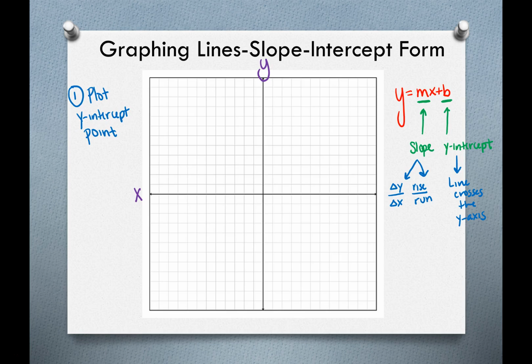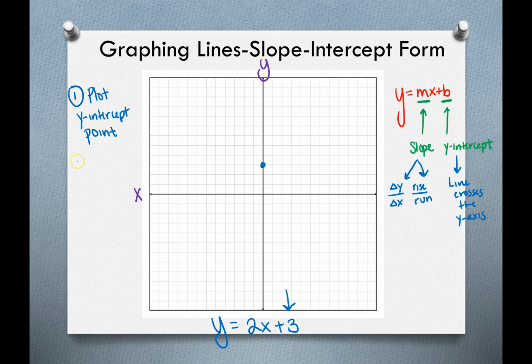So an example would be the equation y equals 2x plus 3. Now in this particular problem, the y-intercept, of course, is that last part, plus 3. And you can think of that as your plus b, right? So what we're going to do is plot that on our y-axis. That's what the y-intercept is. So I'm going to take that plus 3 and go up 1, 2, 3, and put a point right here.